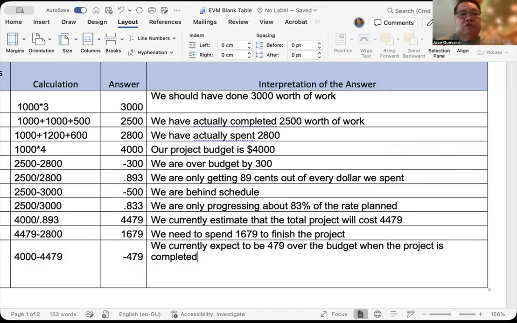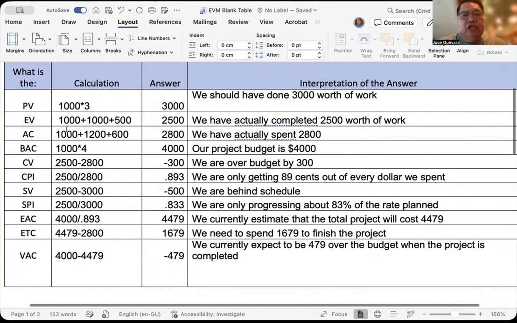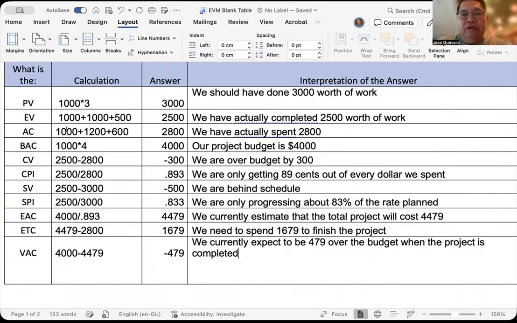So there you go. That's the calculation for earned value management. So it's really important that we're not only going to come up with the numbers, but we are able to interpret it as a project manager or as a project management team so that we can provide input not only to the team, but also to the sponsors and to the management so that they understand exactly what the status of the project is.